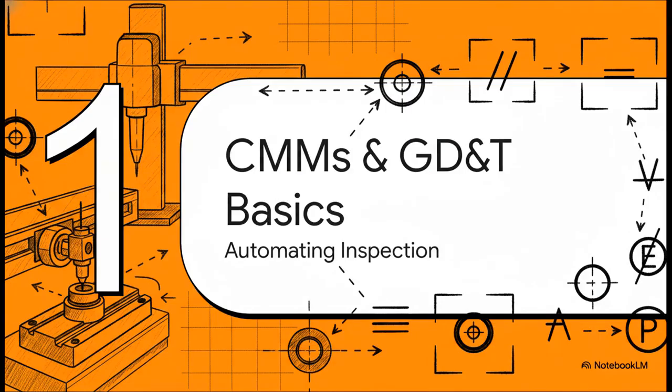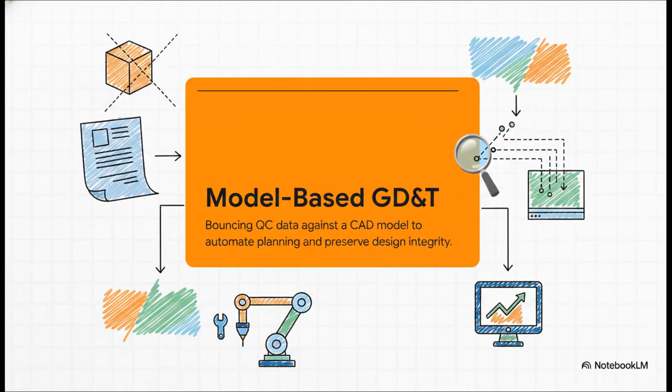All right, kicking things off with section 1, CMMs and GD&T basics. Let's start with the big one, the ultimate tool for complex verification, the coordinate measuring machine, or CMM. Now, the bedrock of modern CMM workflows is model-based GD&T. Historically, an operator would have to manually read a 2D print and then try to program a machine to inspect it. It was tedious. But in modern workflows, the 3D CAD model is the absolute authority.